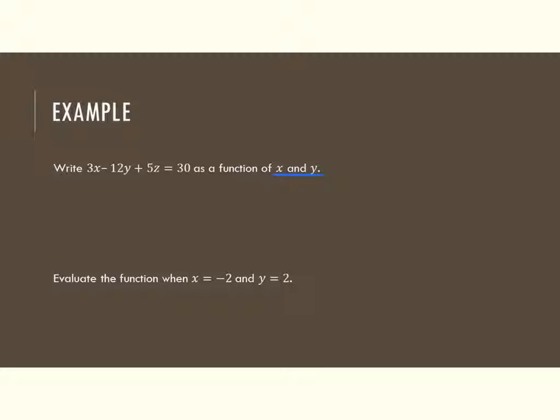So we're going to get z by itself. So let's subtract 3x and add 12y here. So 5z equals negative 3x plus 12y plus 30. And we're going to divide by 5. And so z equals negative 3/5 x plus 12/5 y plus 6. So then I'm going to change z to be f of xy, because this is a function of these two variables. Alright, so there is my function.